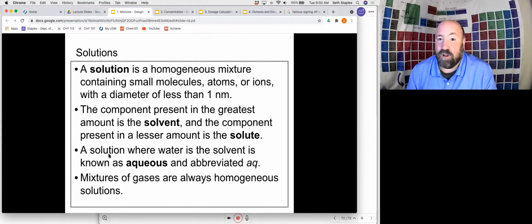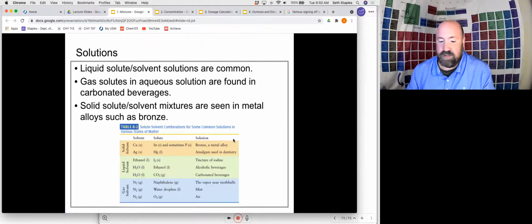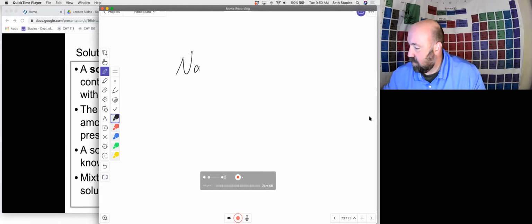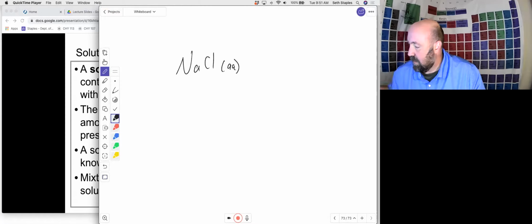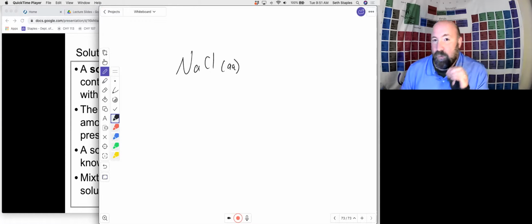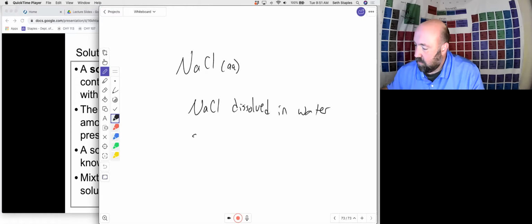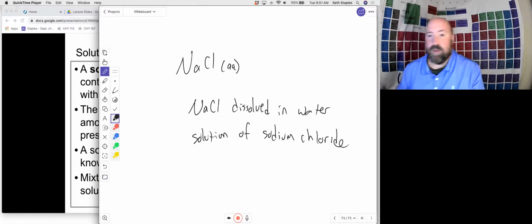Solutions where water is the solvent are known as aqueous solutions, and they're abbreviated as AQ. And so that's important to note, because if you see something like NaCl (aq), this means that what we actually have is NaCl, sodium chloride, dissolved in water. And so we would say that is a solution of sodium chloride.